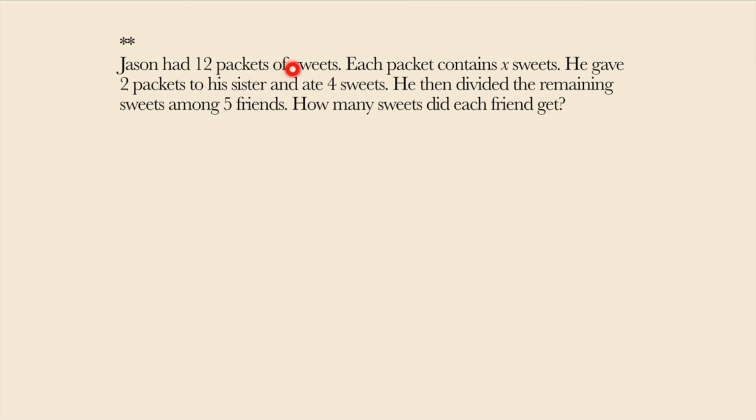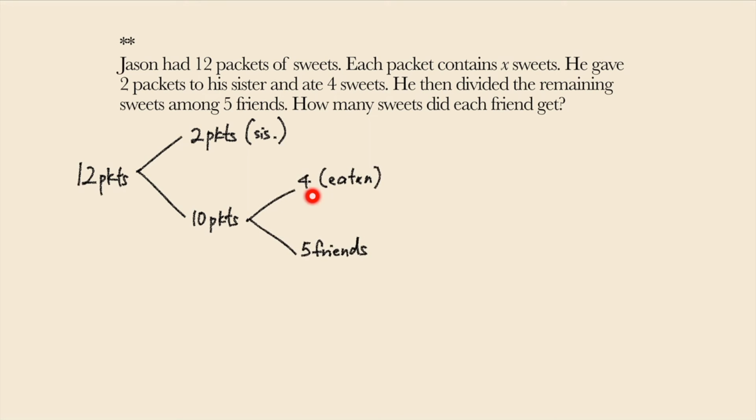Jason had 12 packets of sweets. Each packet contains X. He gave 2 packets to his sister. So that's 2 actual packets and 4 sweets eaten by him. After that, he divided that among 5 friends. Okay, so the situation started with 12 packets, 2 packets given to the sister. That means we know there were 10 packets left. Now, if we are told that each packet contains X, we can actually find the number of sweets here. But let's move on. 4 actual sweets eaten by him, the rest shared among 5 friends.